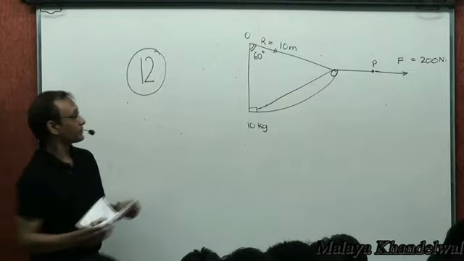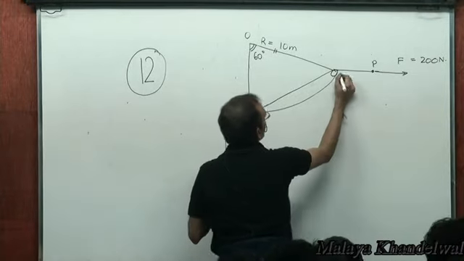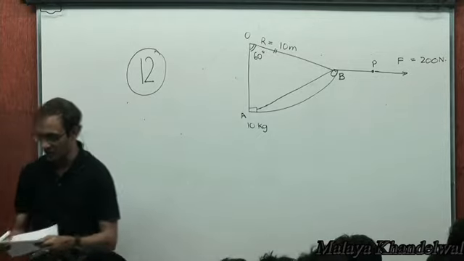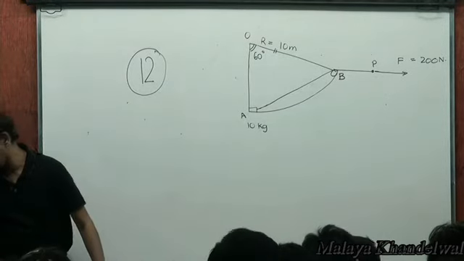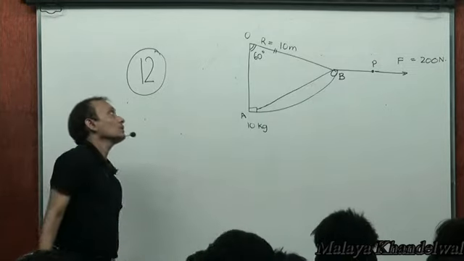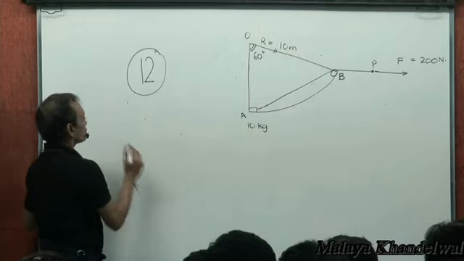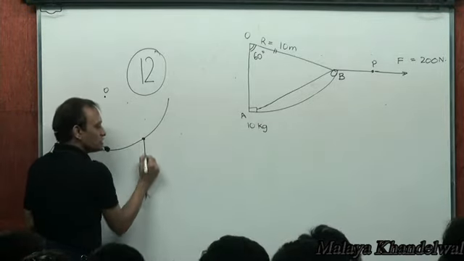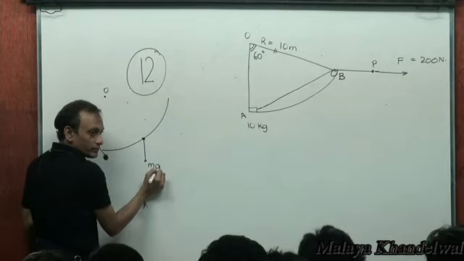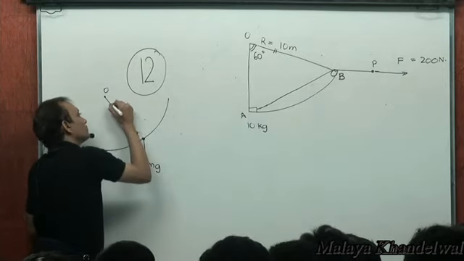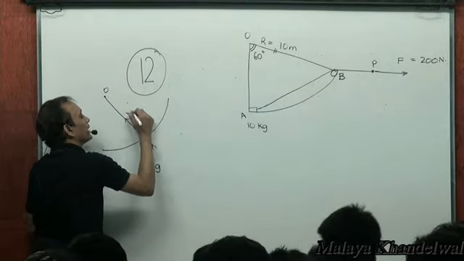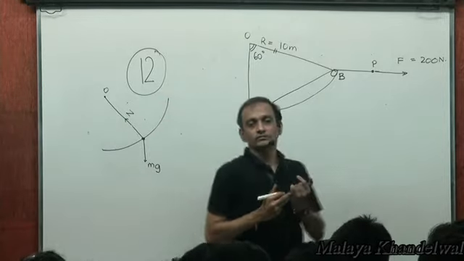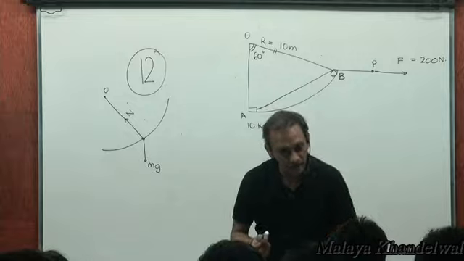If the block at A starts from rest, then by the time it reaches B, we want to be able to find the velocity of the block by the time it reaches B. Now, realize that on the block, the forces are mg downwards, right? The surface will exert normal reaction N, right?